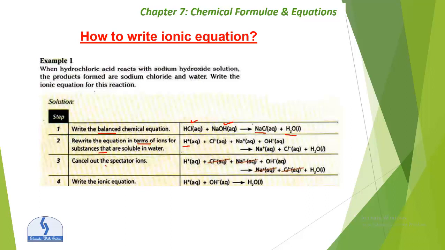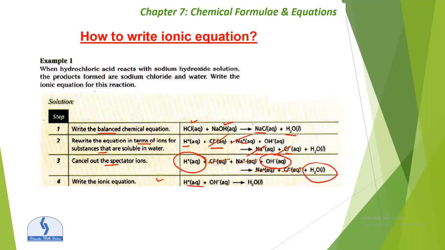Now cancel out the spectator ions. You can see the chloride ion on both sides, and the sodium ion is also on both sides, so these will cancel out. You can see it in the next step, that is step number 3. So what is left in the equation? Hydrogen ion, hydroxide ion, and water. So this equation is basically the ionic equation.